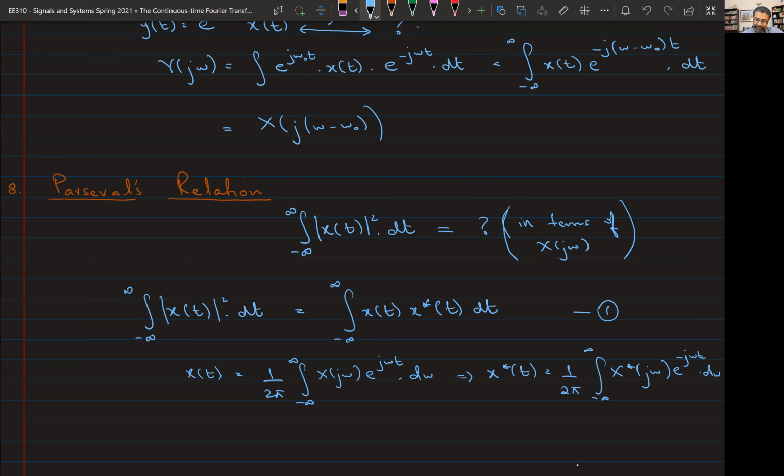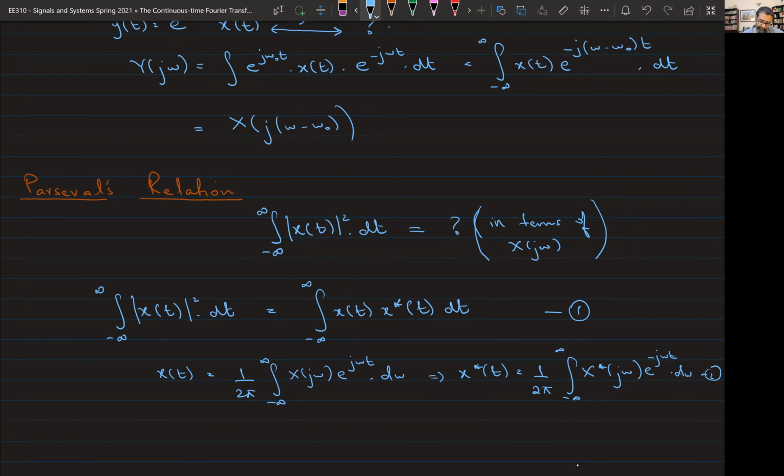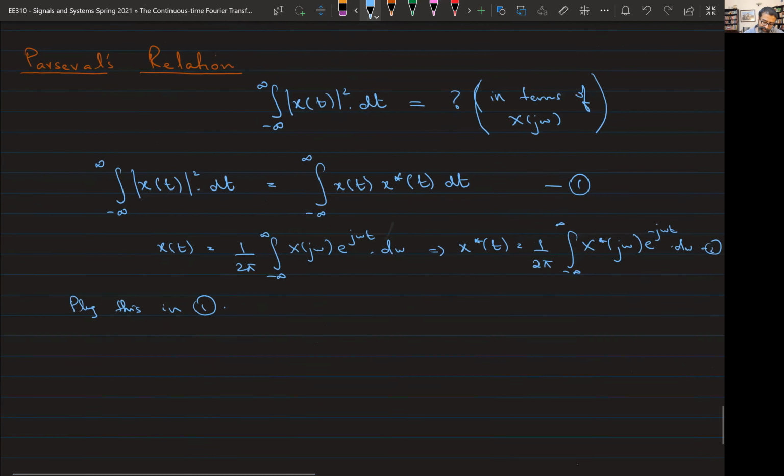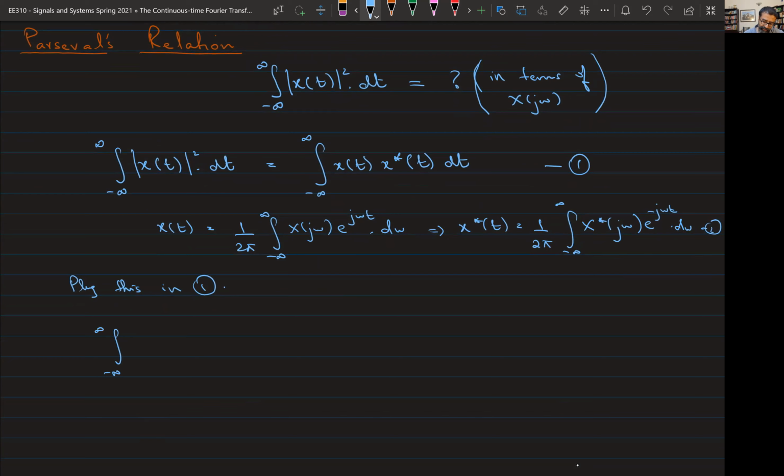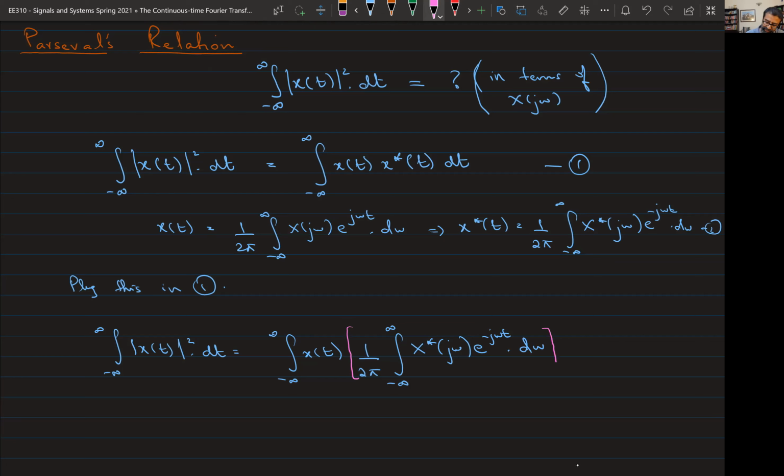So I will plug this back in. Let's say this is equation two. Plug this into equation one. Then what I get is the integral from minus infinity to plus infinity of x of t dt, and I'm going to substitute x conjugate of t here. The x conjugate of t is 1 upon 2 pi times an integral from minus infinity to plus infinity of x conjugate of j omega times e raised to the minus j omega t times d omega, right? So this essentially is x conjugate of t. Remember, this is a function of t. After you've done the integral, it's not a function of omega anymore, right?